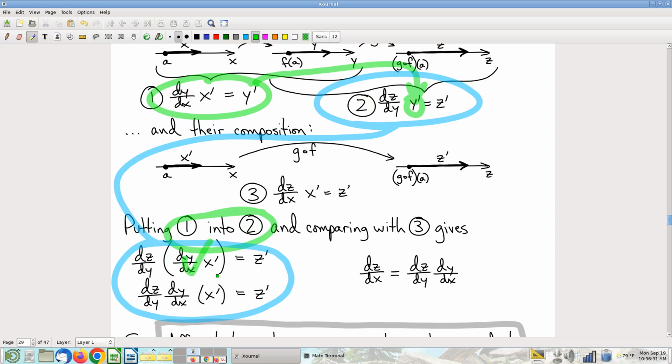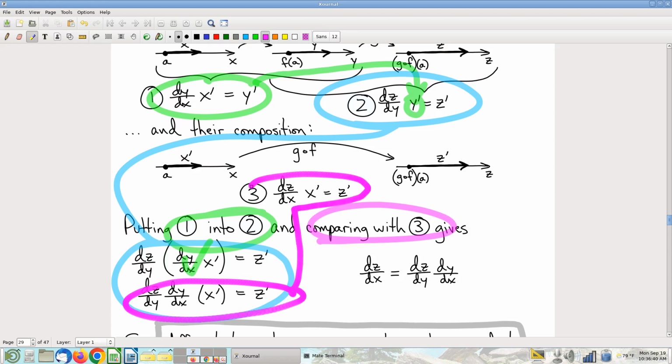And then now let's compare that with this third equation that we have. Let's see here. I'm going to compare that with that.